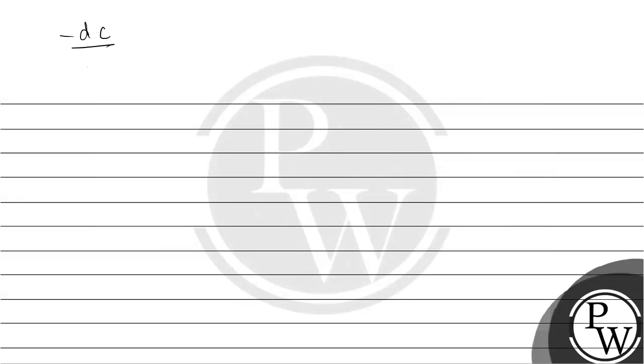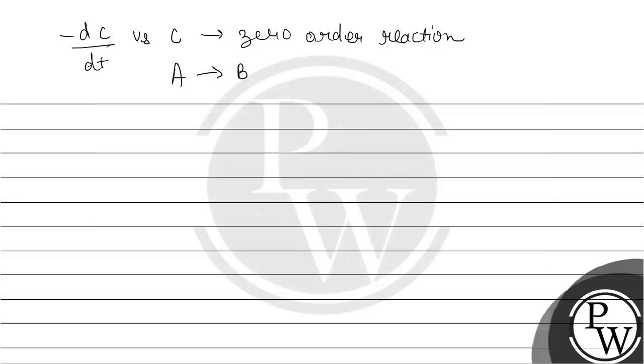It is minus dc upon dt versus concentration for zero order reaction. And let us suppose हमारे पास reaction है A से B का formation हो रहा है. Zero order reaction as we have already discussed कि जो rate है that doesn't depend on the concentration. And minus dc upon dt represents the rate only. Rate होता है हमारे पास change in concentration with respect to time. Minus dc upon dt, this is the rate.